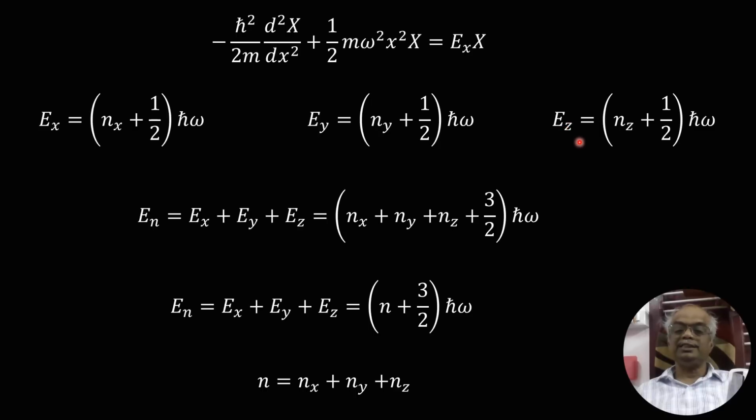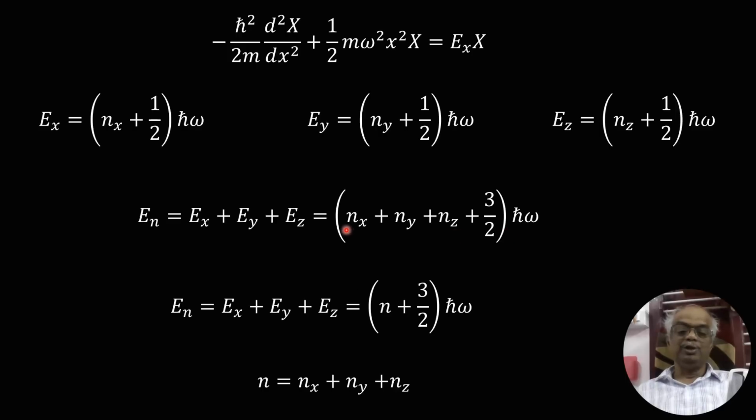Along z direction, E sub z is equal to (n_z plus half) h cross omega. So E_n, the total nth energy state level, is E_x plus E_y plus E_z. You add these three: 1 over 2, 1 over 2, 1 over 2. You will get 3 over 2. And with n_x, n_y, n_z, we get (n_x plus n_y plus n_z plus 3 by 2) h cross omega.